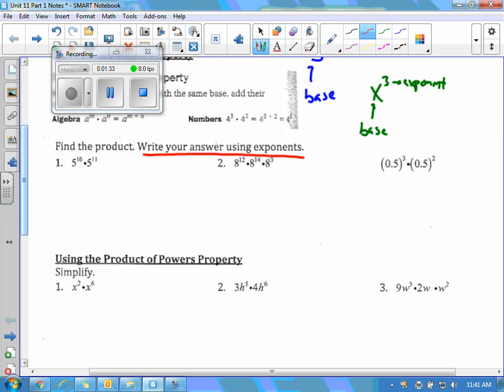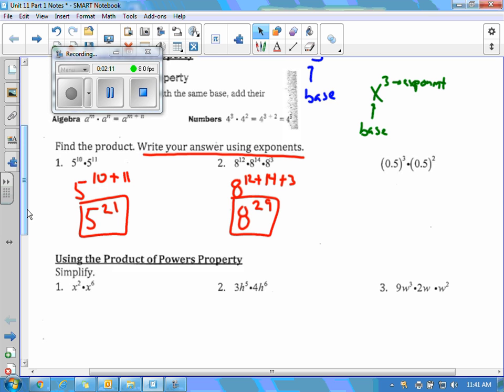So if you look, we have 5 to the 10th times 5 to the 11th. So they have the same base, so I have to check that first. So I have 5, and then since they have the same base, and I'm multiplying, I can add the exponents, 10 plus 11. So I get 5 to the 21st. Looking at the next example, I have 8 to the 12th times 8 to the 14th times 8 to the 3rd. So they all have the same base of 8, so I can add all three exponents together, 12 plus 14 plus 3. And that will give me 8 to the 29th.